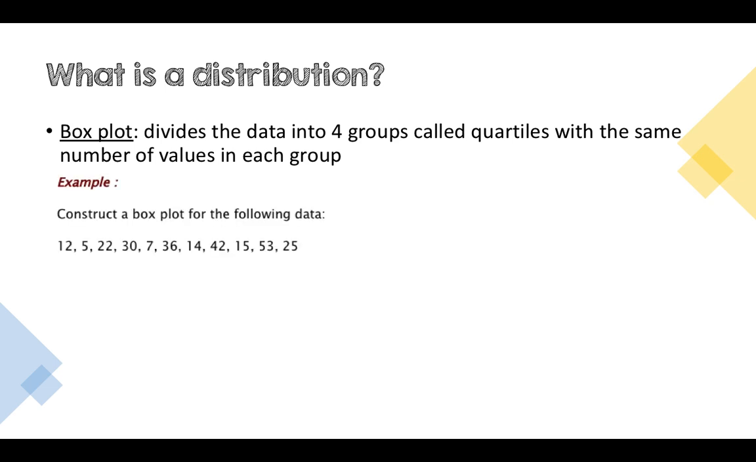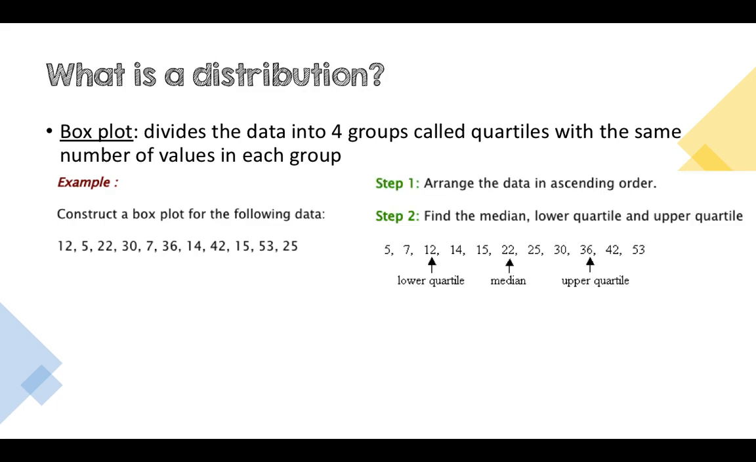So let's look at an example. Let's say we have this data. The first thing we want to do is arrange the data in ascending order, so from smallest to biggest number. So that's what's happening here. 5 was the lowest number. The numbers are just rearranged all the way up to the highest number, 53.